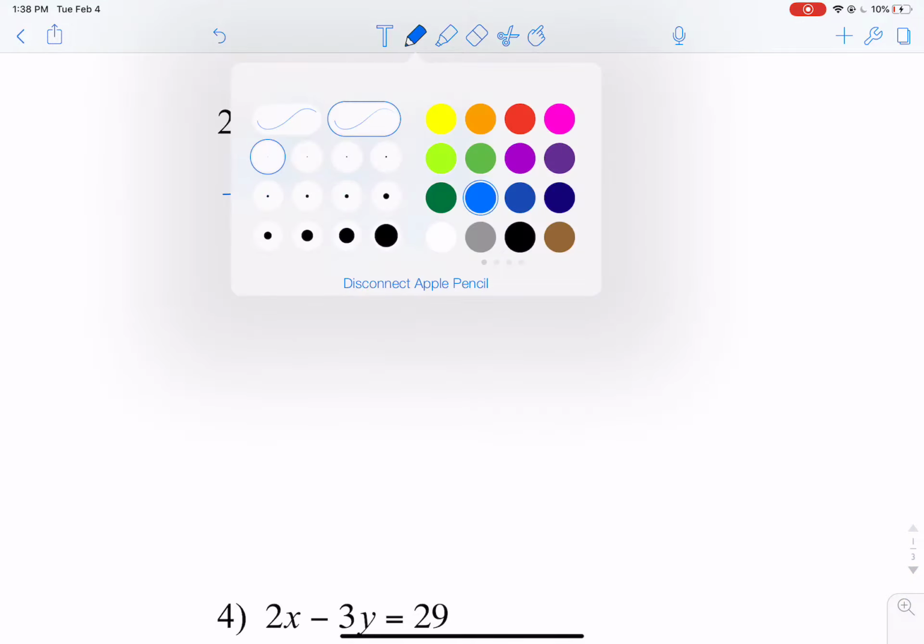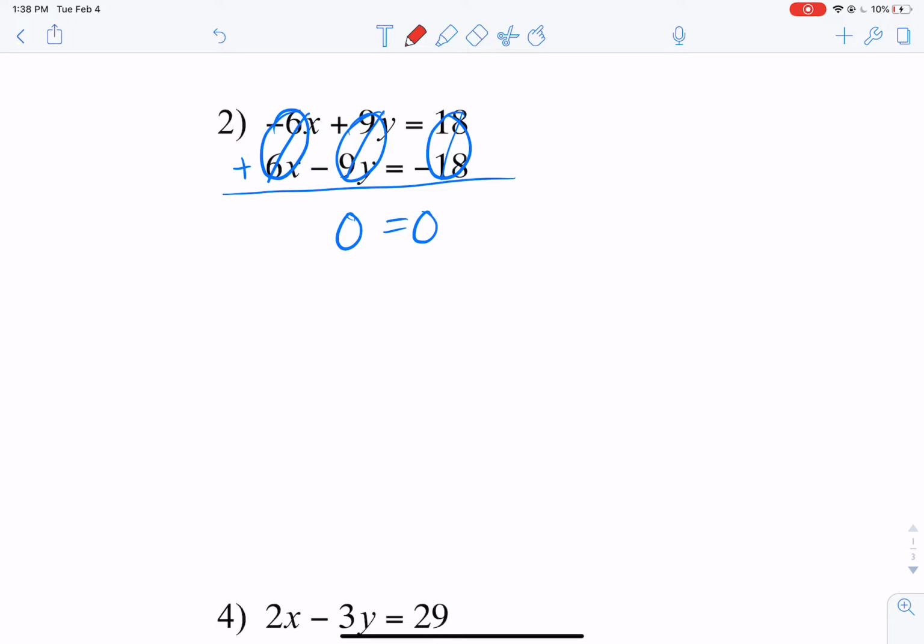So the solution when this happens is that there is no solution. I'm sorry, there's an infinite number of solutions. So infinite solutions.